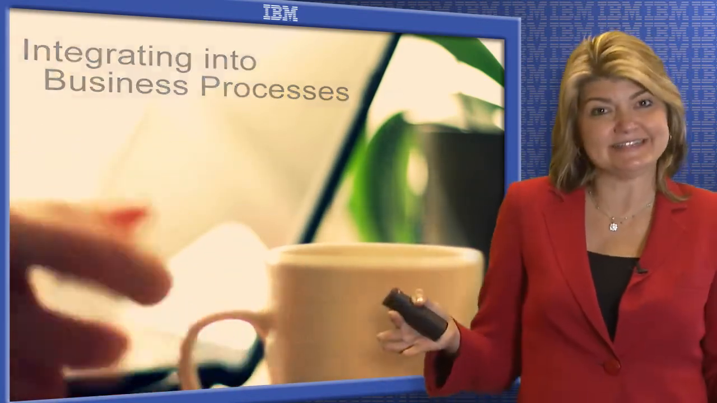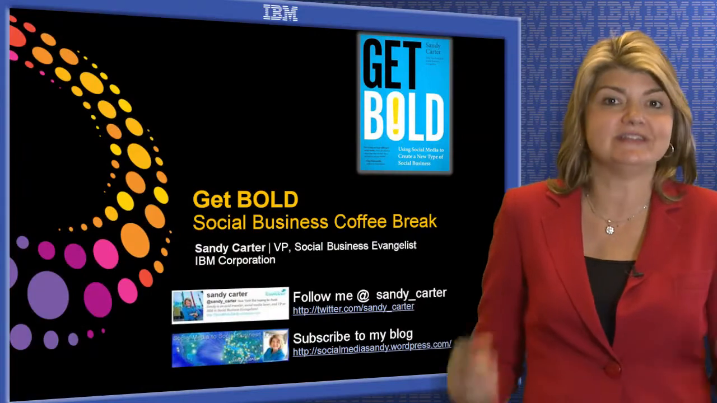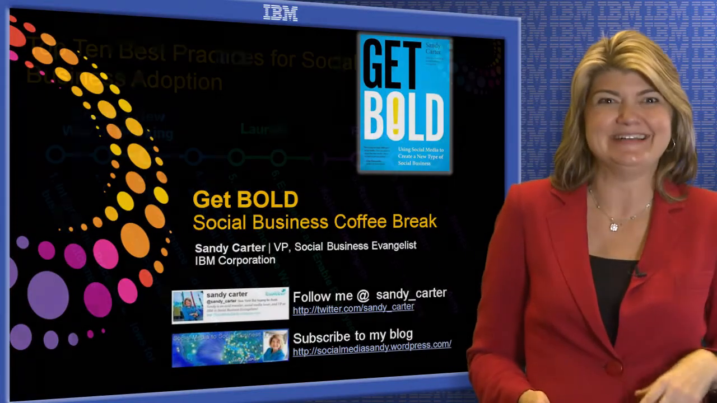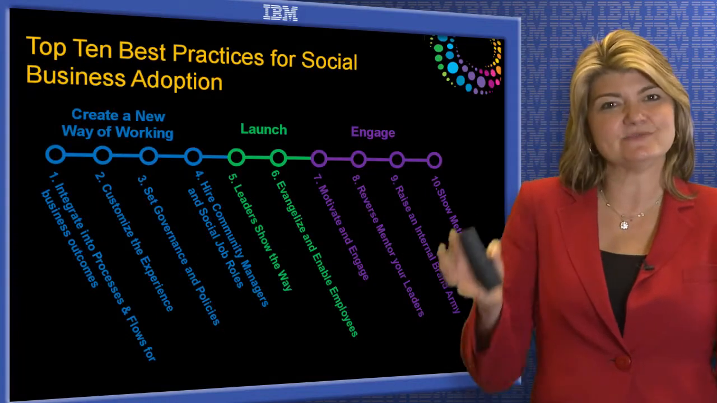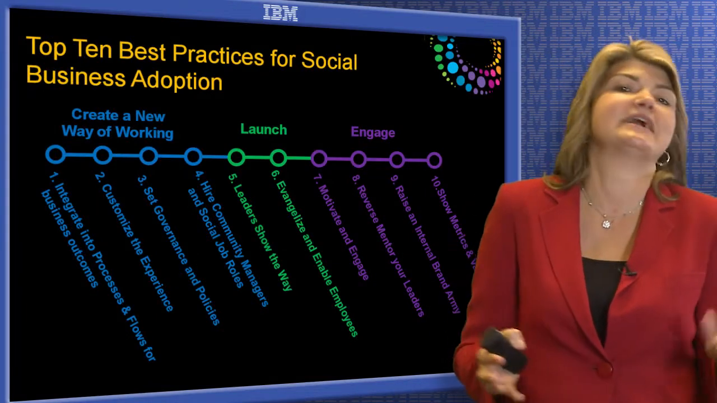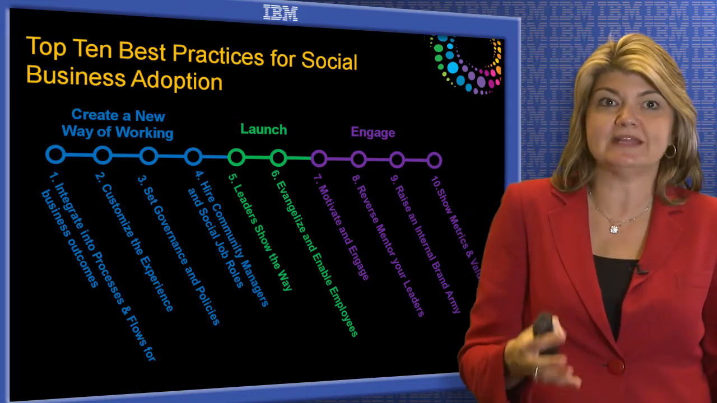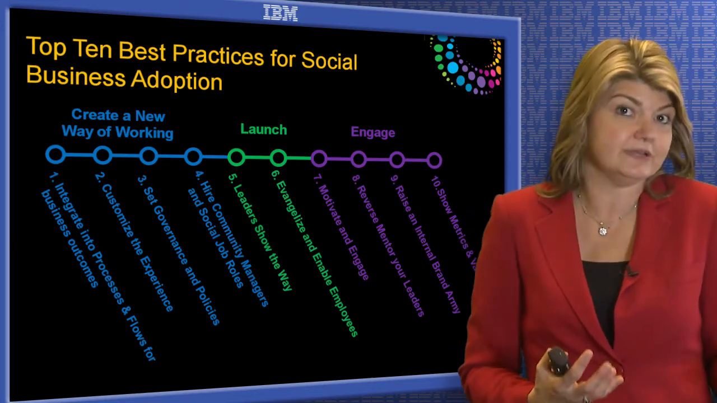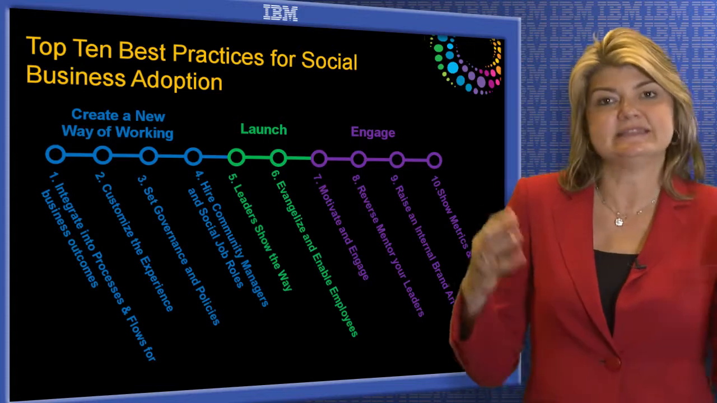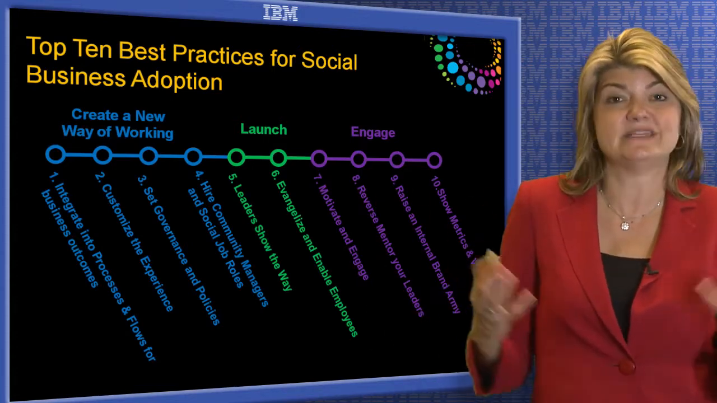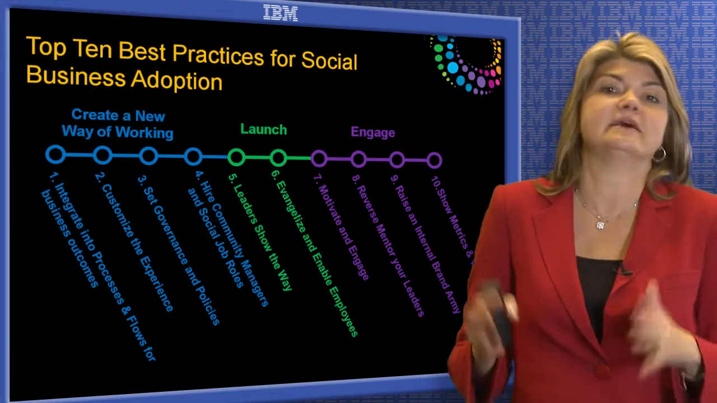We have a great series of 10 little short videos on adoption, our number one question we get asked from all of you. So let's go ahead and get started. Each of these will start with our top 10 best practices for social business adoption. The first area is around creating a new way of working with your employees, working with your customers. The second area is around launching this inside of your corporation and with your clients and partners. And the third area is on engagement.